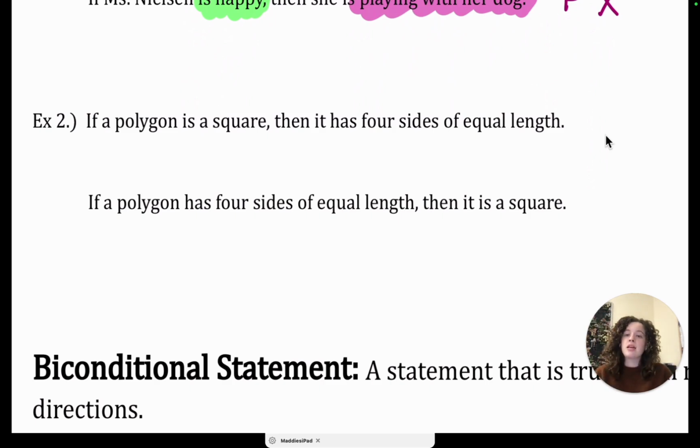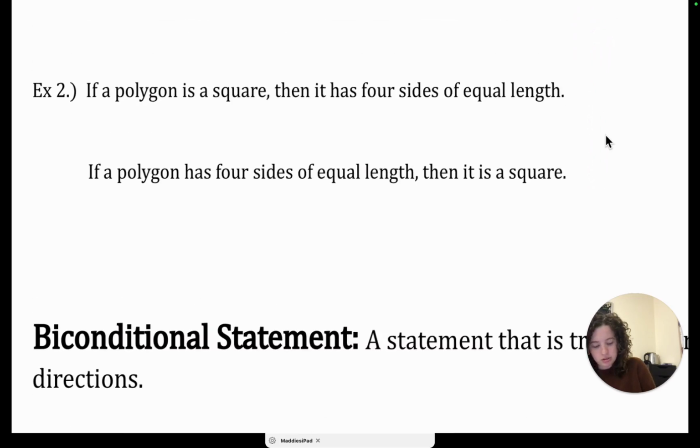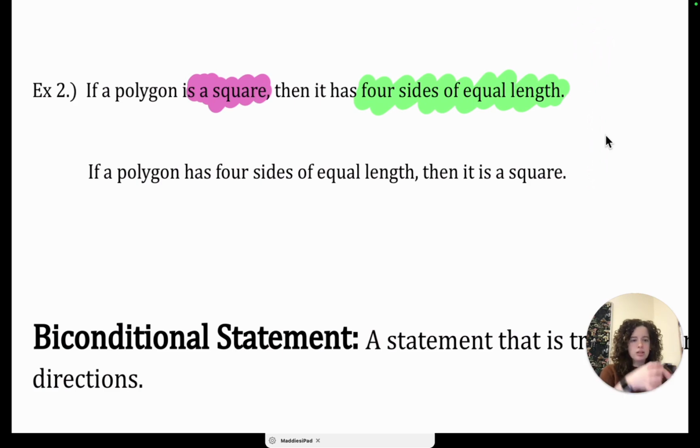I have to say, if a polygon is a square, then it has four sides of equal length. So is a square is the first half of my statement. Four sides of equal length is the second half of my statement. A square has to have four sides of equal length, so I have no problem saying that that is absolutely true all the time, right? No matter what, a square is going to have four sides of equal length. If a polygon has four sides of equal length, then it is a square.